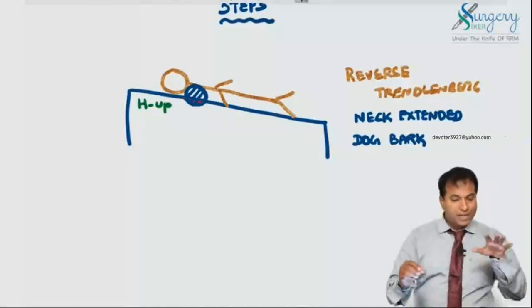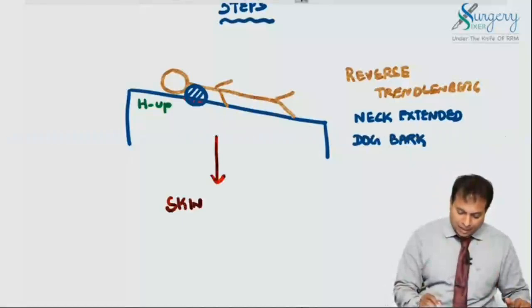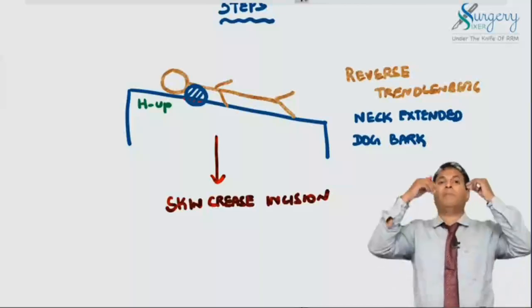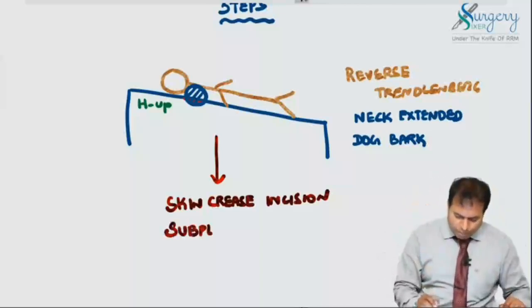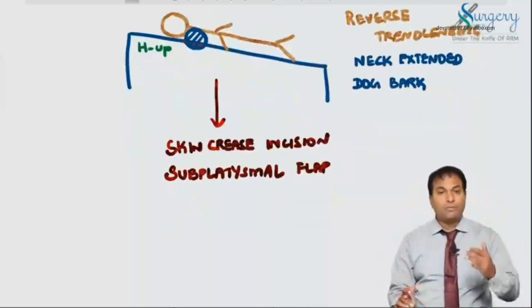Now the patient is put in position like this, and you put an incision along the skin crease. Please remember, a skin crease incision is made. Then we have to raise the flap above and below. The flap is known as the subplatysmal flap.